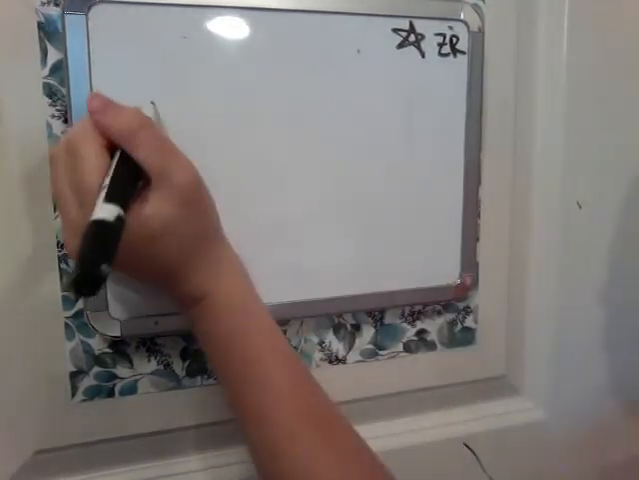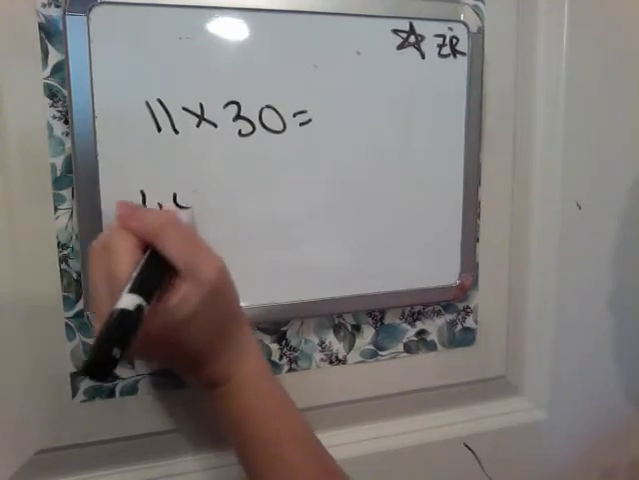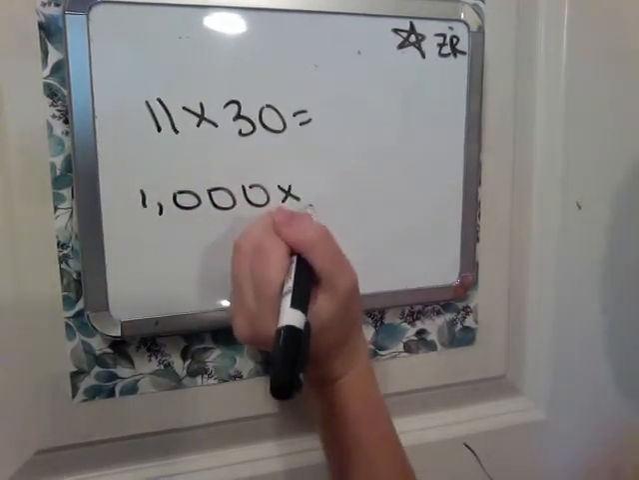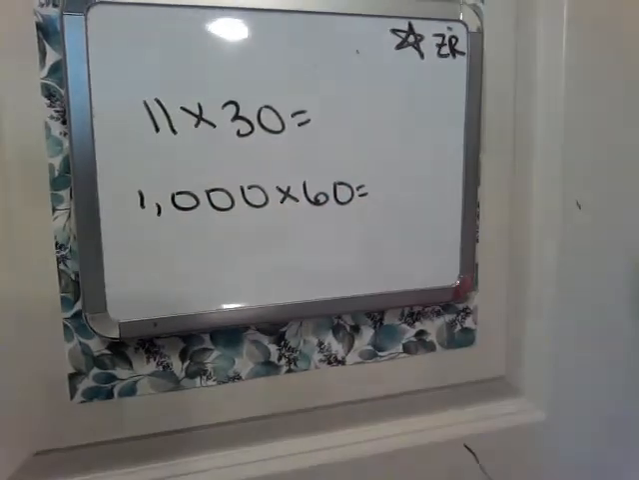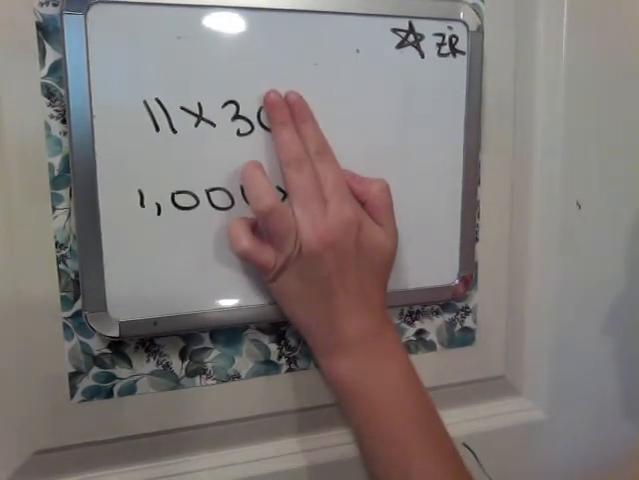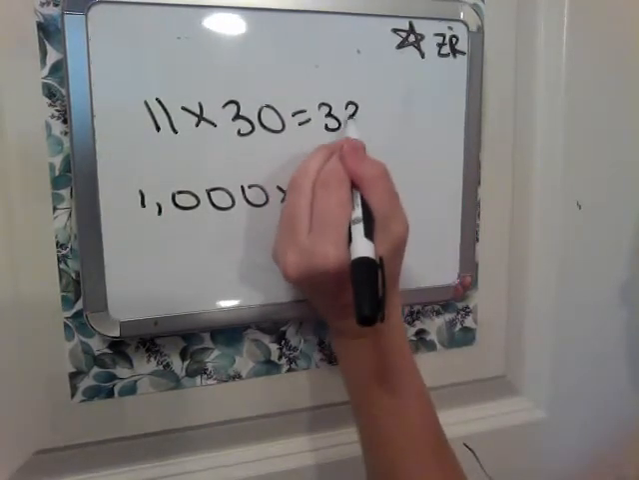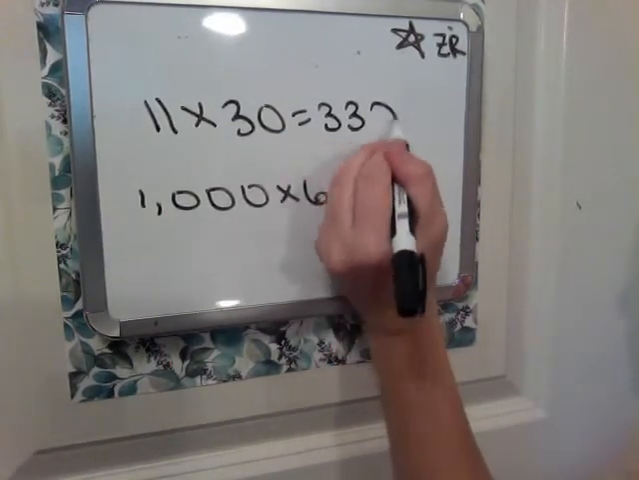So we have 11 times 30 and 1,000 times 60. So take off, cover the zero. 11 times 3 is 33. There's 1 zero in the equation, so add 1 zero.